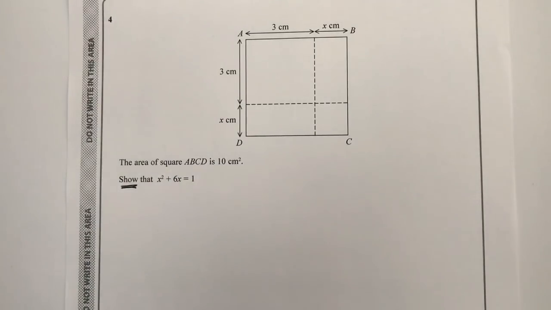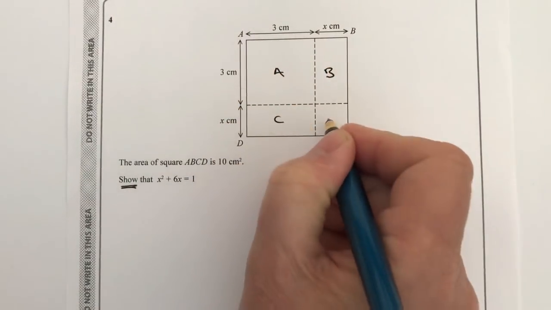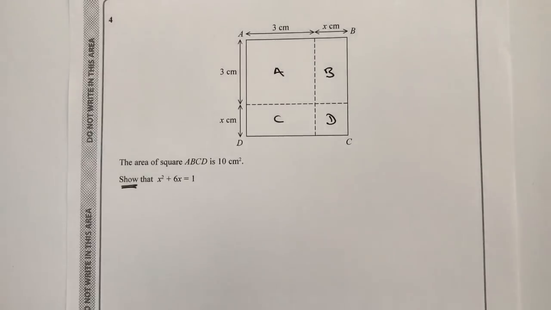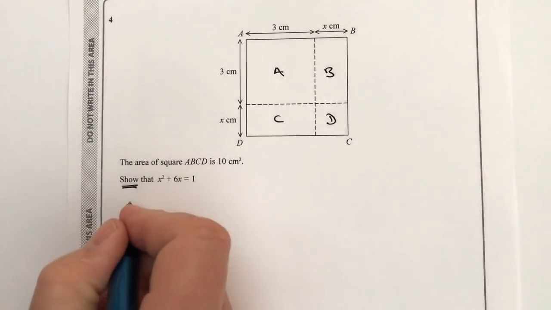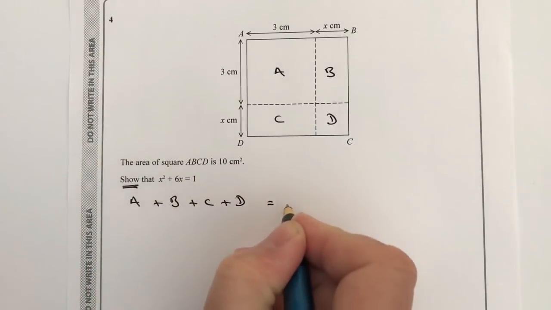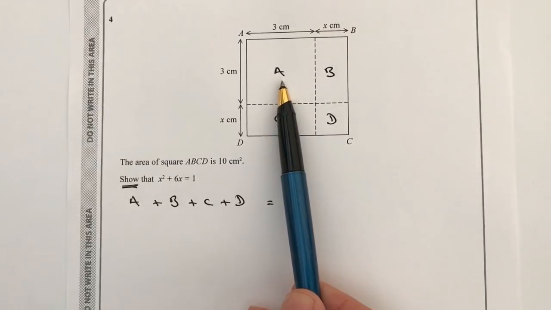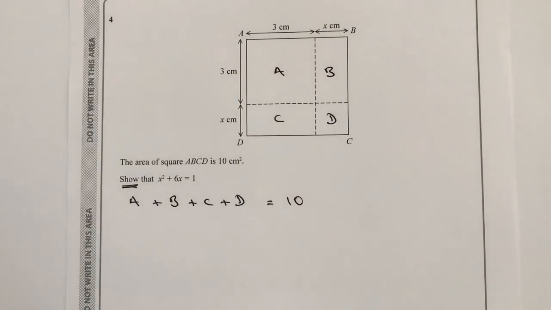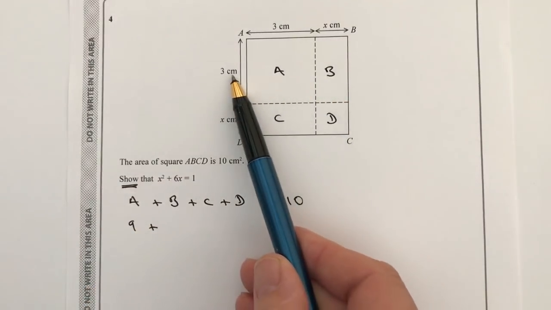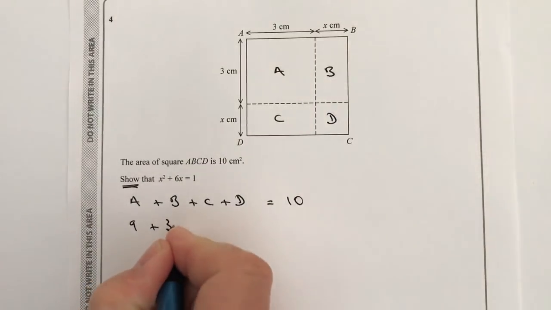Well, if we're working out the area of a square, what we're doing is working out this plus this plus this plus this. So what I'm going to say is that the area is A plus B plus C plus D, and that's going to equal 10 centimeters squared. So let's look at each of those in turn. The area of A is going to be 3 times 3, which is going to be 9. The area of B is going to be 3 times x, so that's going to be 3x.